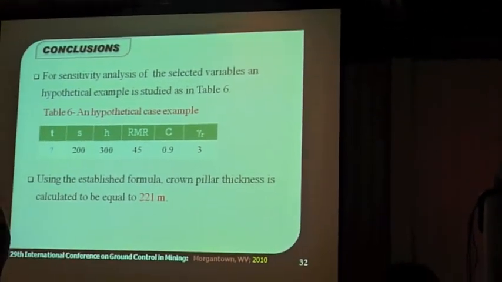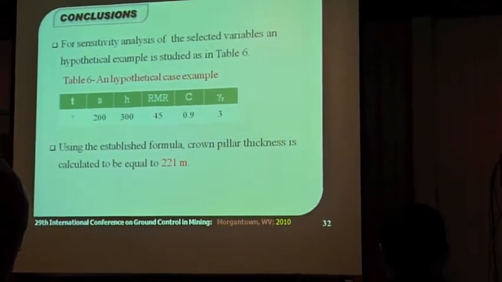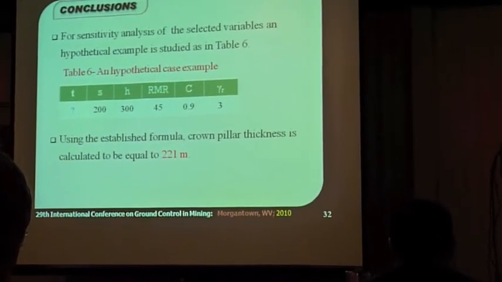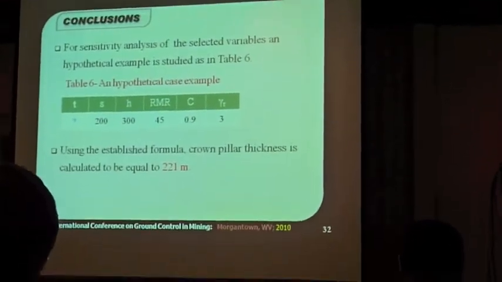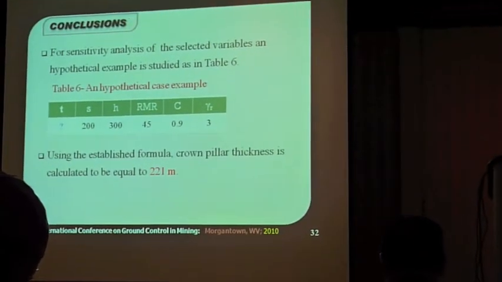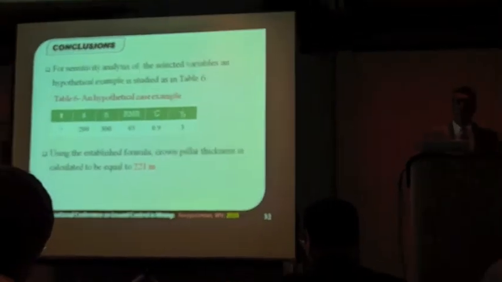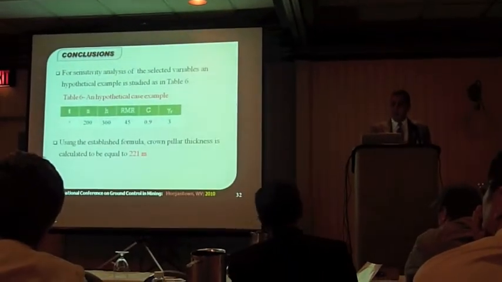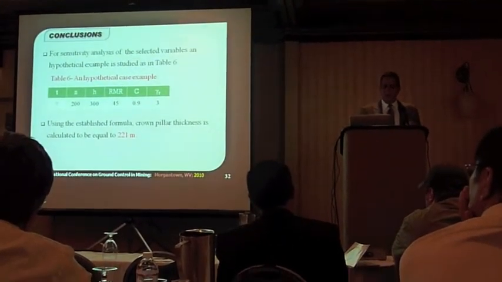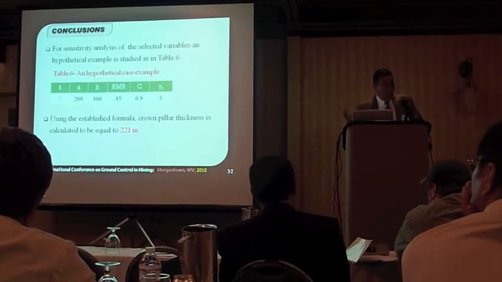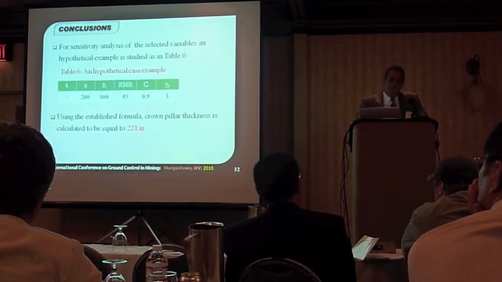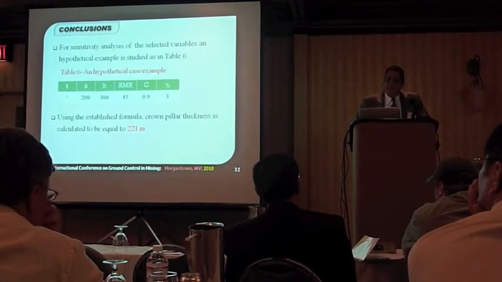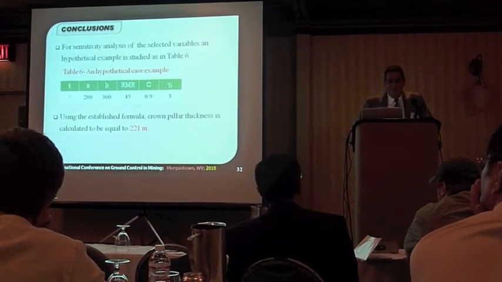As we know, the bare minimum of each side of the square or rectangle in the block has to be 100 meters. That's the bare minimum. So it's 200 with a height of 300 meters, again, typical, and all the others. Using our established formula and these numbers, we get a thickness of 221 meters.